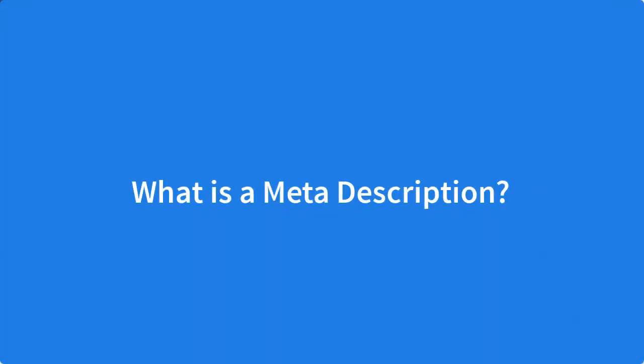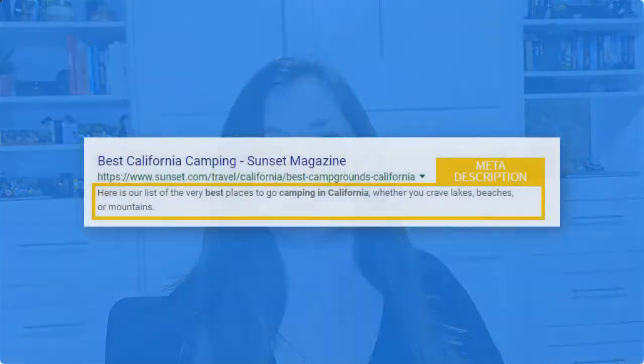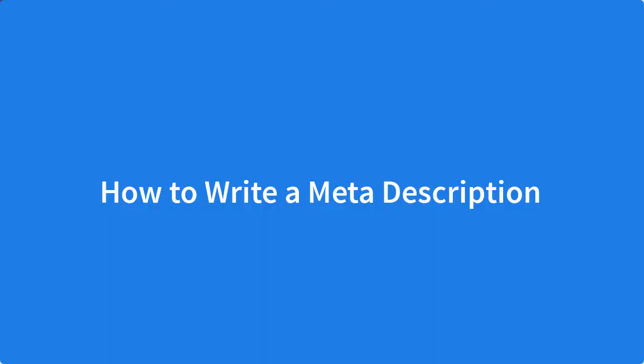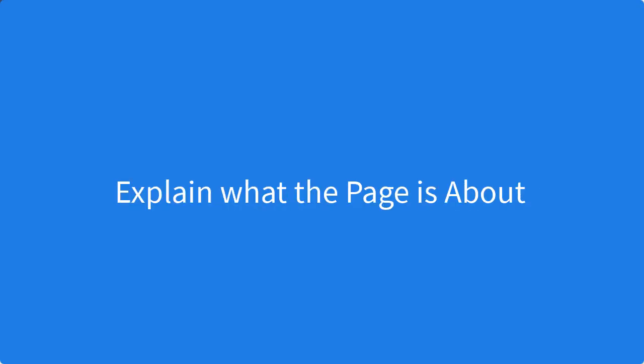What is a meta description? Before we can dig into how to write a meta description, we need to understand what it is. A meta description is the snippet of text that appears below the title and the URL in search results. It's a short paragraph that helps explain what the page is about and tries to convince someone to click from the search results page.